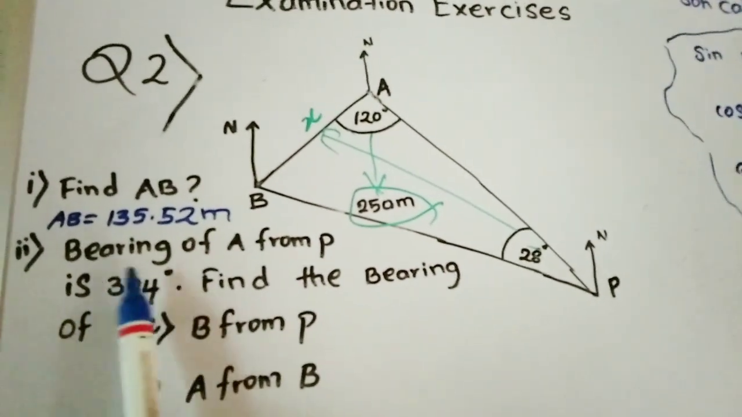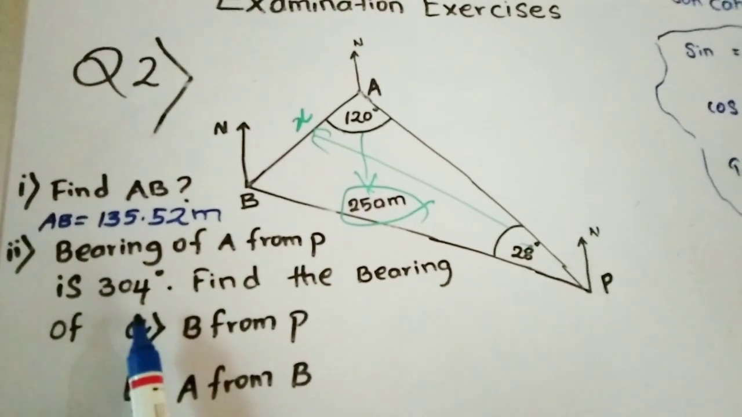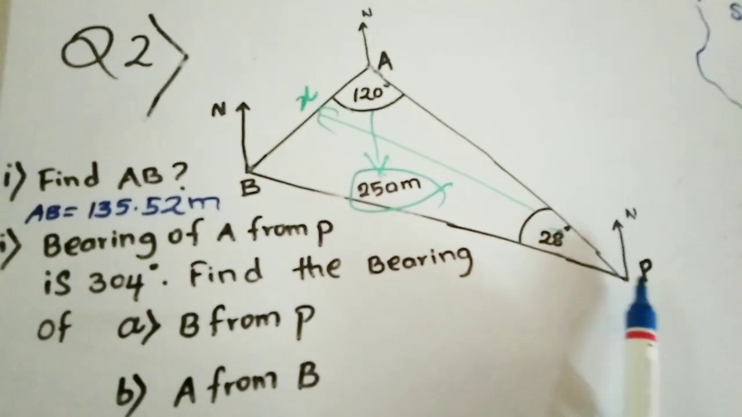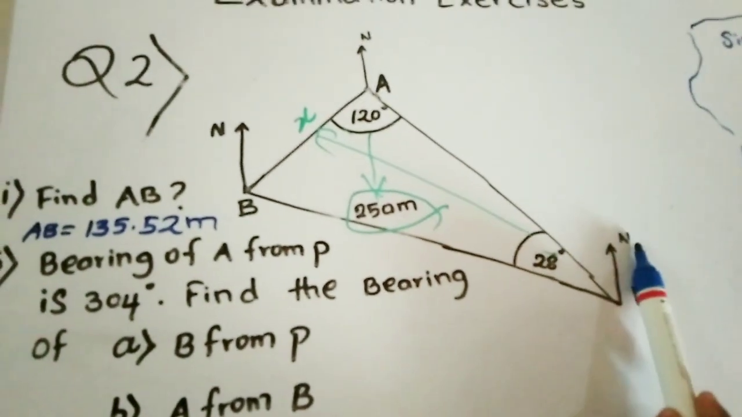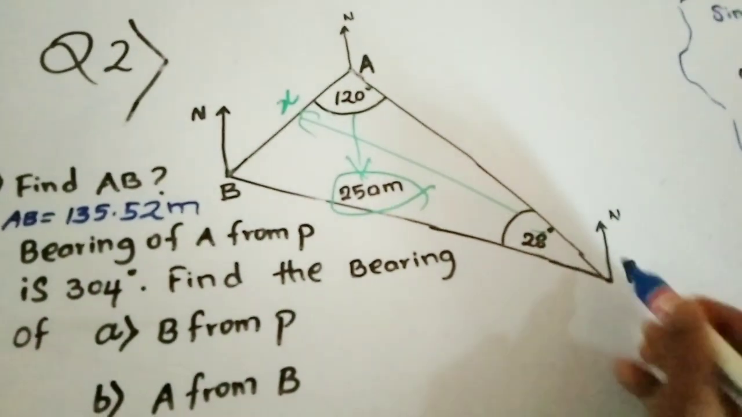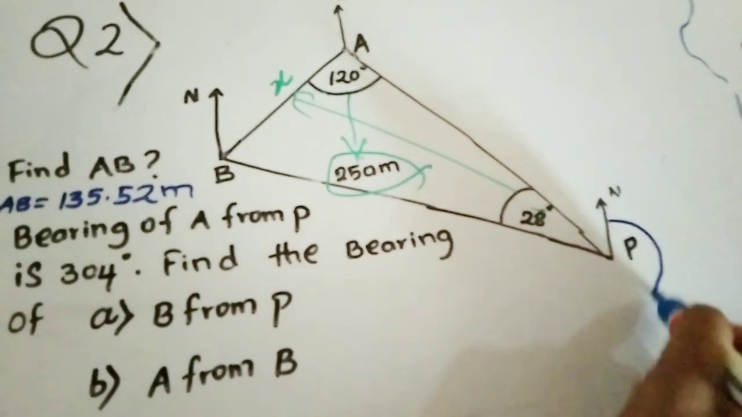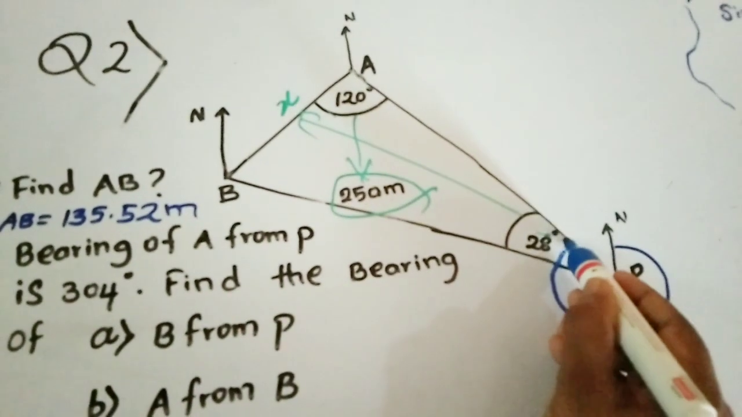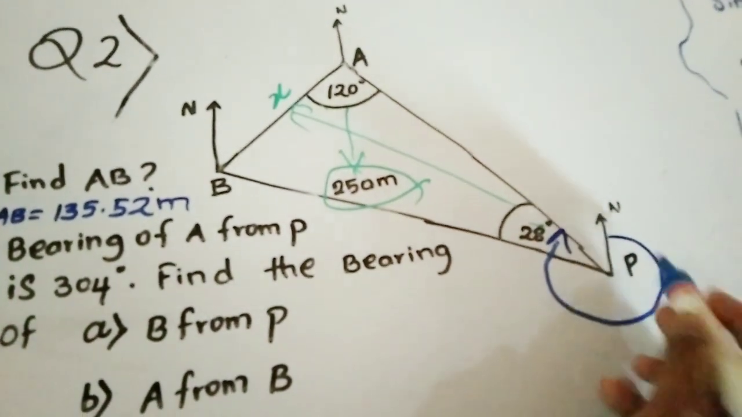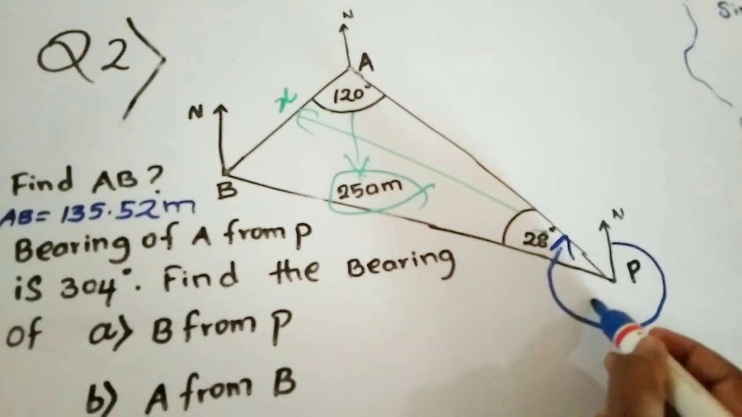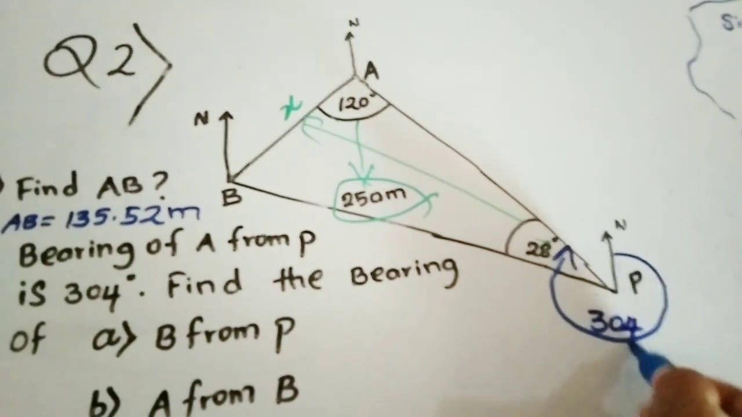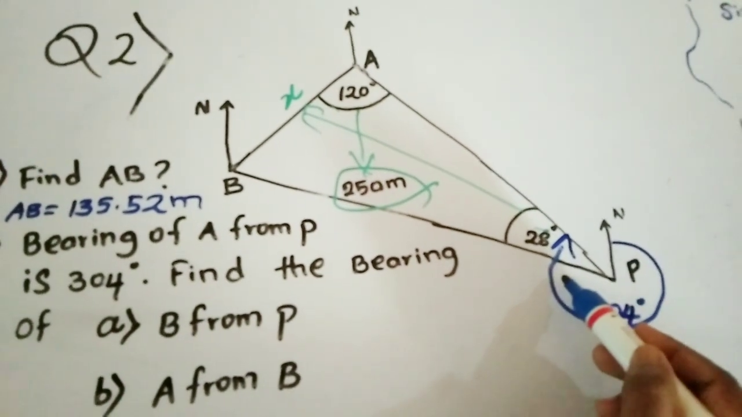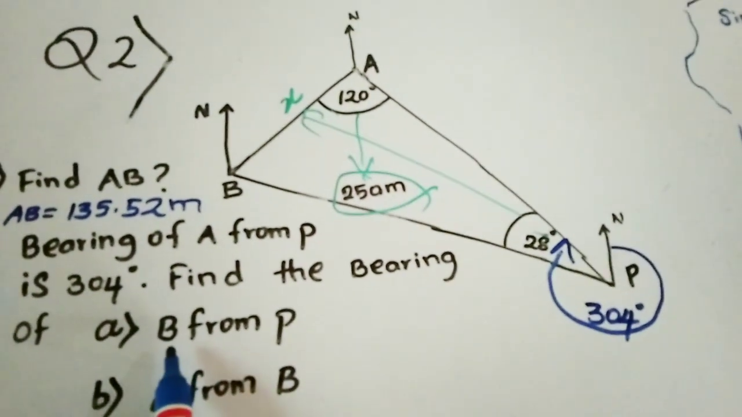Okay. Look at the second part of this question. Bearing of A from P is 304. Bearing of A from P. So at P we have to measure the angle, north direction clockwise. The line A. A is there. So from north direction to A, it's 304 degrees. That's the given data in the question.